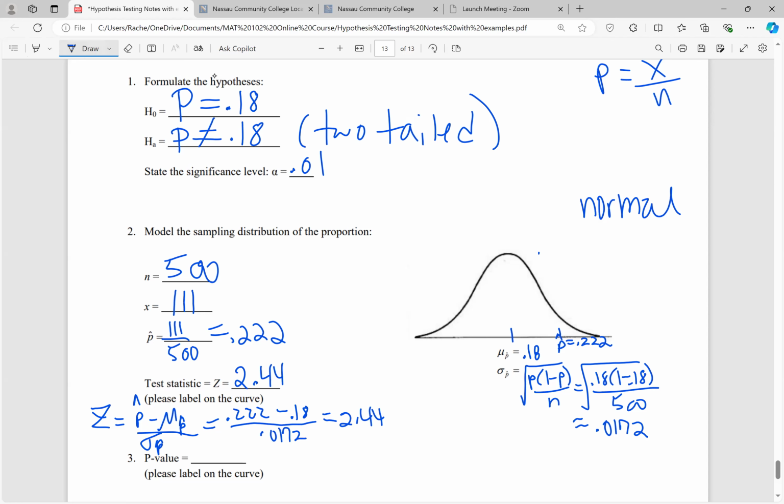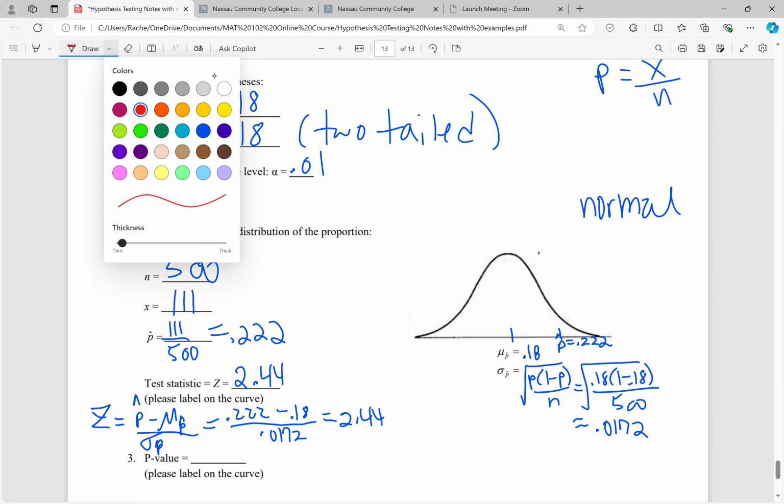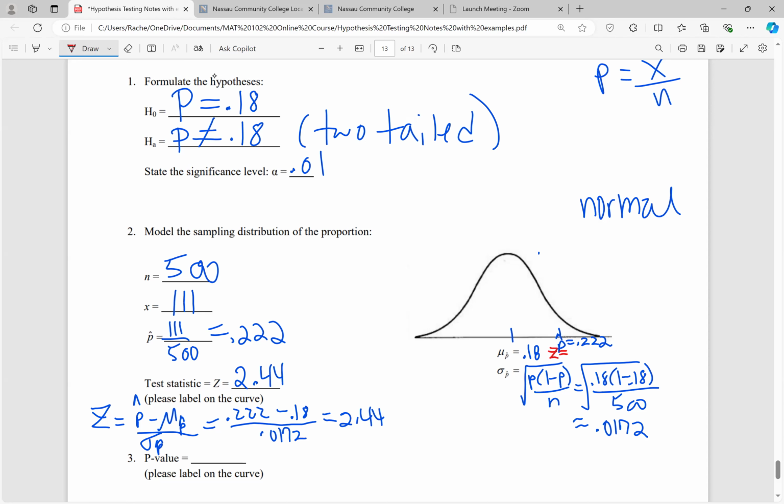So let's label the curve in terms of z-score, right? So that z-score for the p hat is 2.44. And now we could calculate the p-value. And remember, this is a two-tailed test. So whenever we have a two-tailed test, you have to imagine this curve is a piece of paper. Imagine folding it down the middle. It's going to line up evenly on both sides, right? So if this z-score on the right is 2.44, this z-score on the left is going to be negative 2.44 by symmetry, right? So I have to shade the area in both tails.